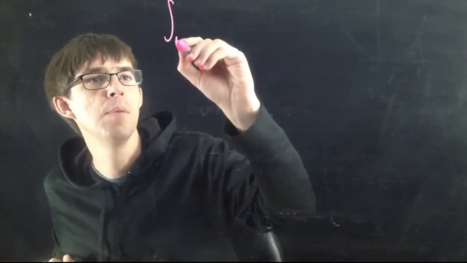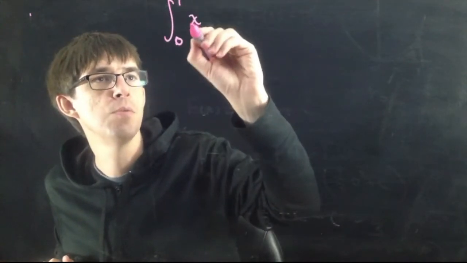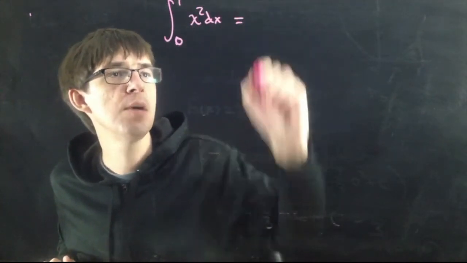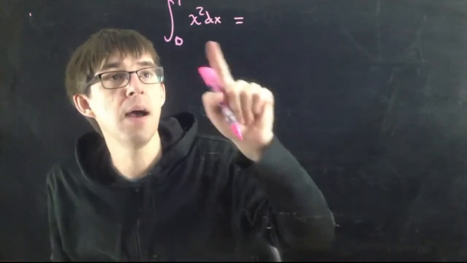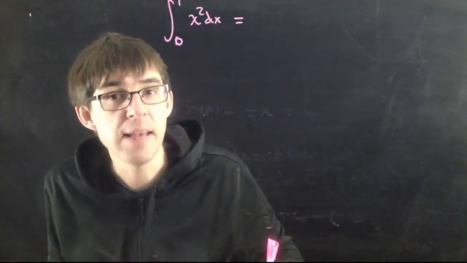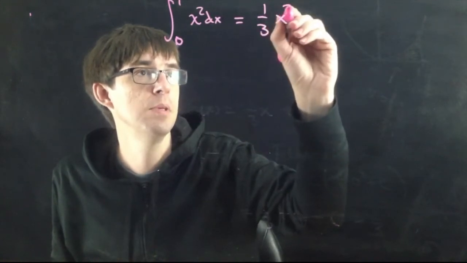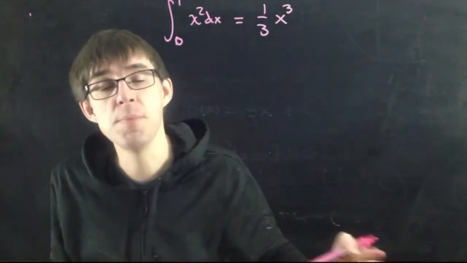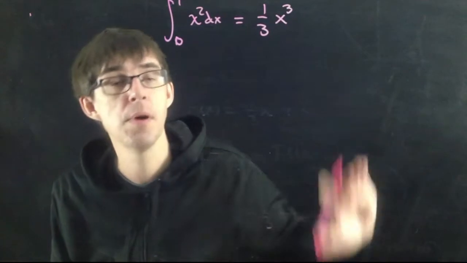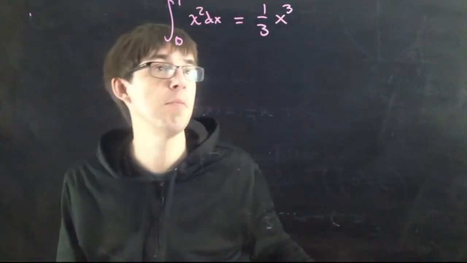Here's how we are going to write that same problem. Integral from 0 to 1, x squared dx. Right here, immediately, I am going to find the antiderivative of x squared, and it is 1/3 x cubed. I'm not going to write the plus c because, like I said, when you're doing a definite integral, the plus c's never matter.